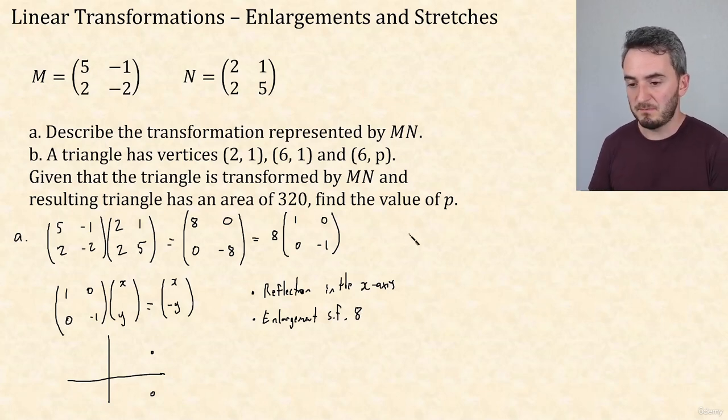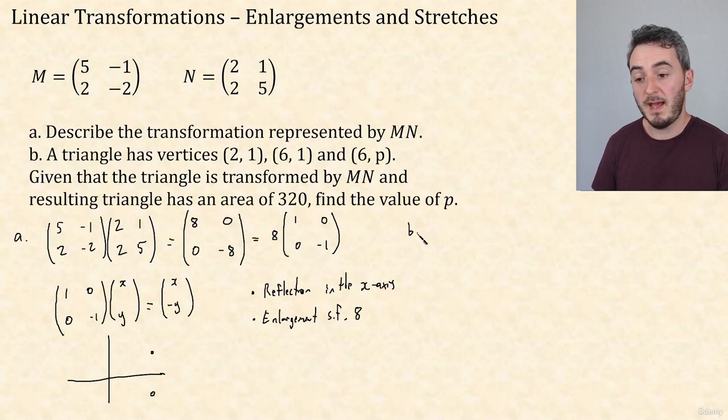Okay, part B. A triangle has vertices (2, 1), (6, 1), (6, p). Given the triangle is transformed by MN and the resulting triangle has an area of 320, find the value of p. Well, since we're thinking about areas, we should probably think about determinants.